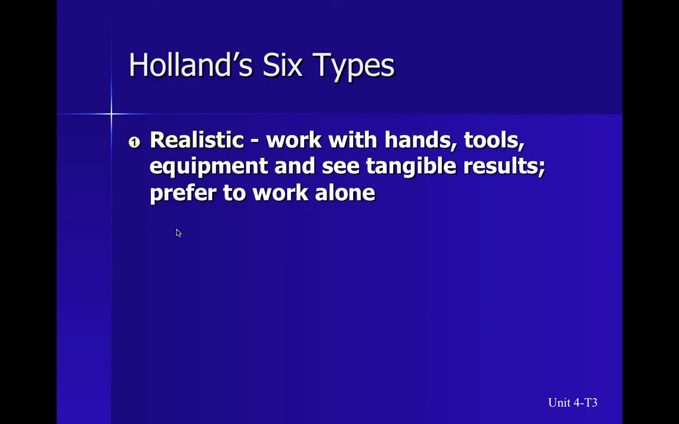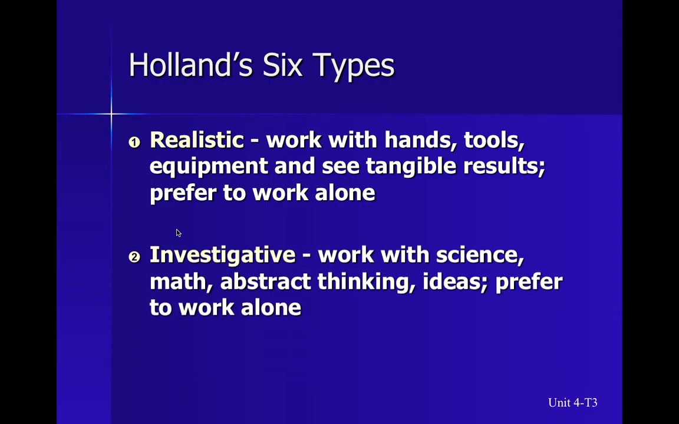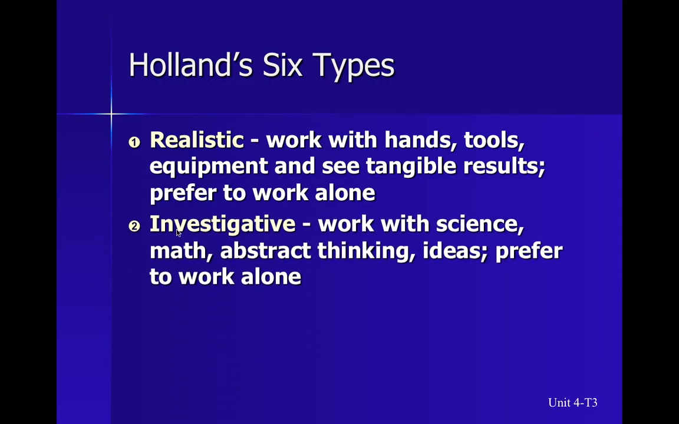So I'm going to walk through these Holland 6 types again, a little slower, and I want you to think about which 2 best describe you as you think about what your interests are. The first of the categories we'll talk about is realistic. These are people who like to work with their hands. They like tools, they like equipment, and they like to see tangible results. And they don't mind working alone. You'll see people still work with people, but they don't mind having long periods of time working with machinery.